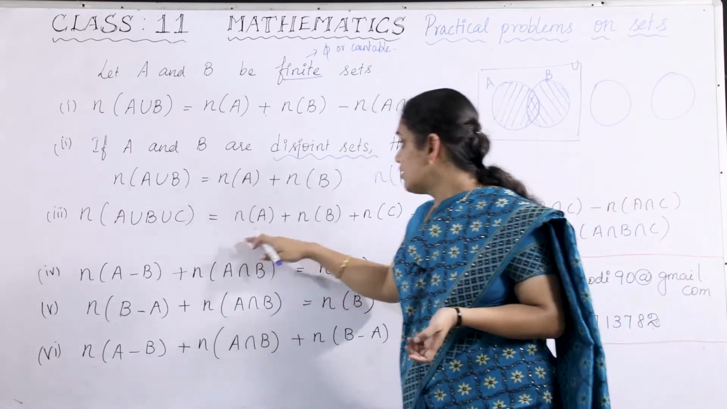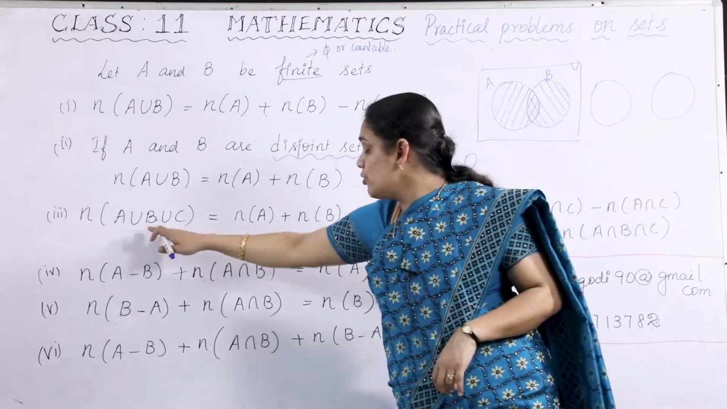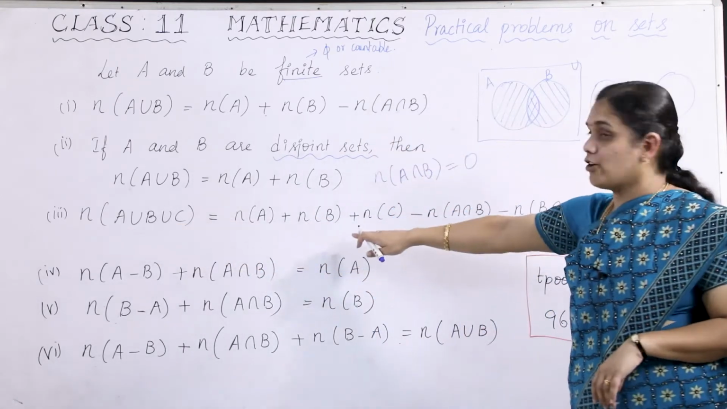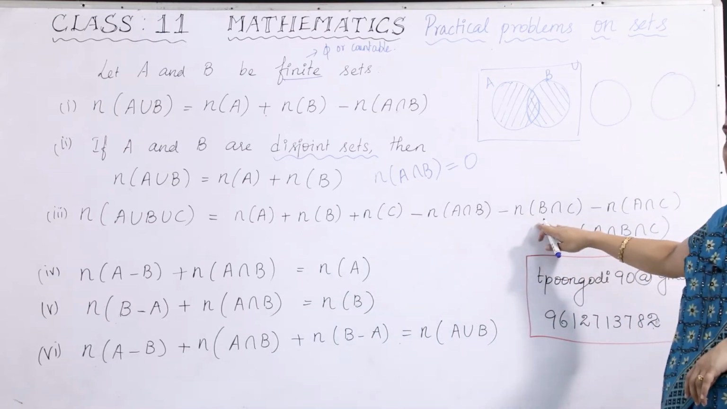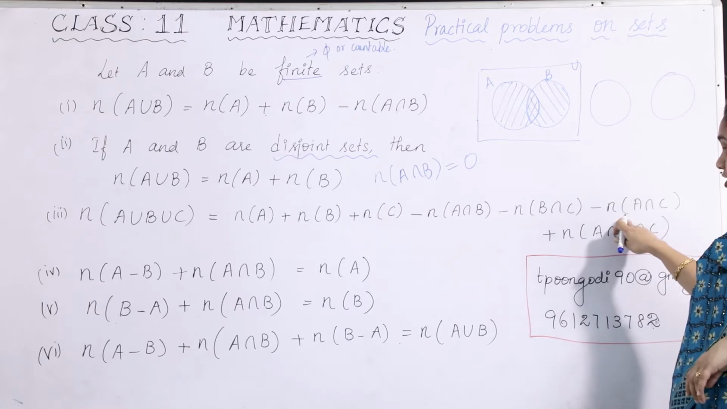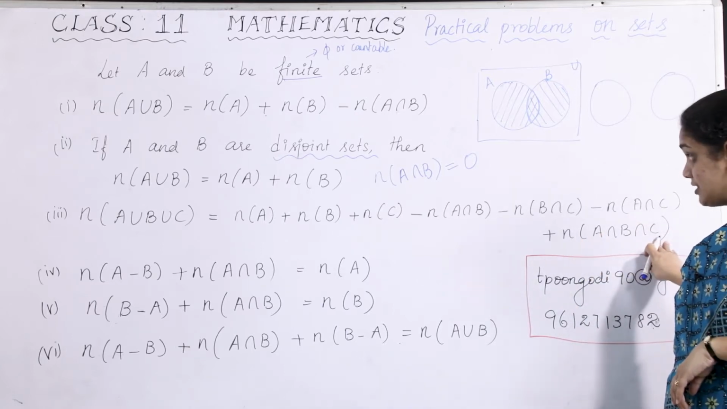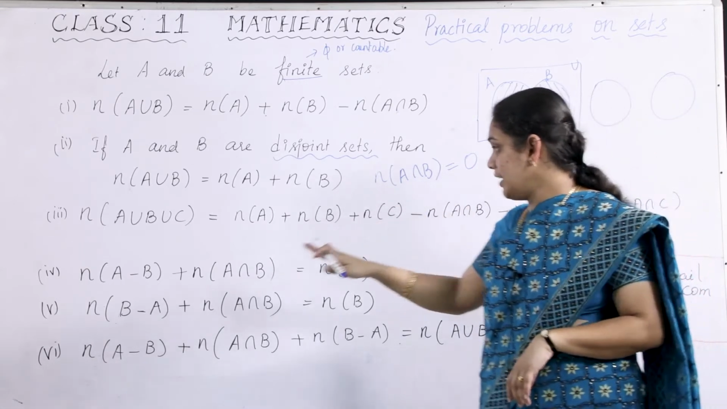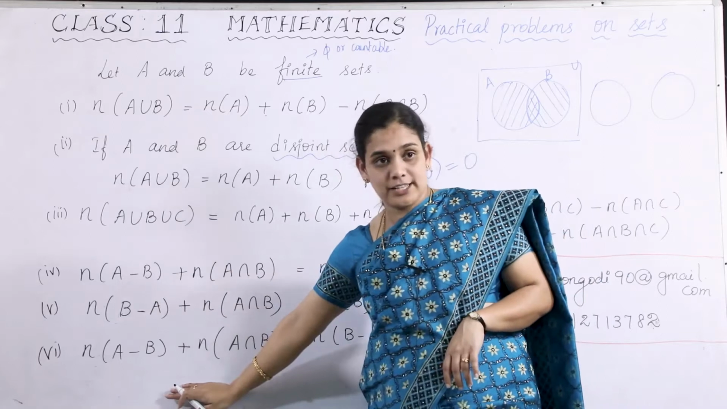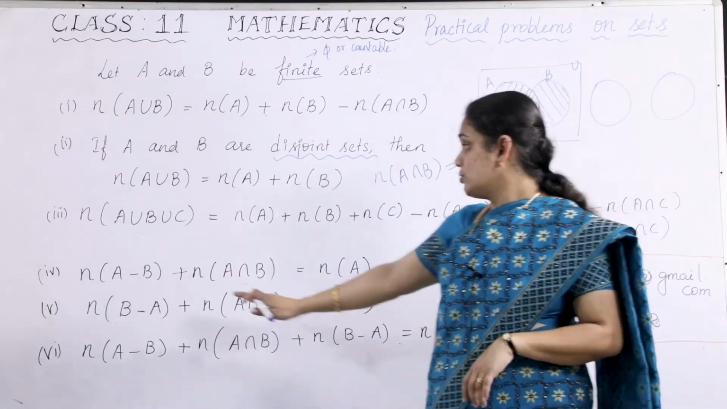Then this is the extension of the first one using three sets. n of A union B union C equals n of A plus n of B plus n of C minus n of A intersection B minus n of B intersection C minus n of A intersection C plus n of A intersection B intersection C. We will be using this for our exercise problems. And these three, it is not in your textbook, but it is very useful to solve many problems. So please take note of it.